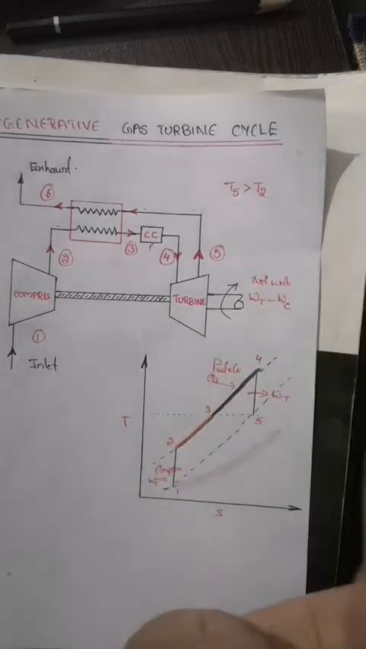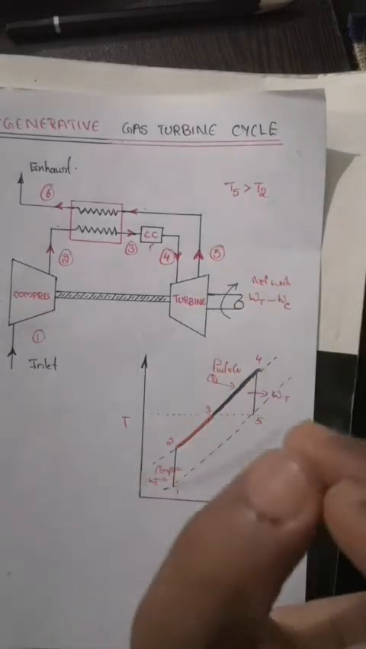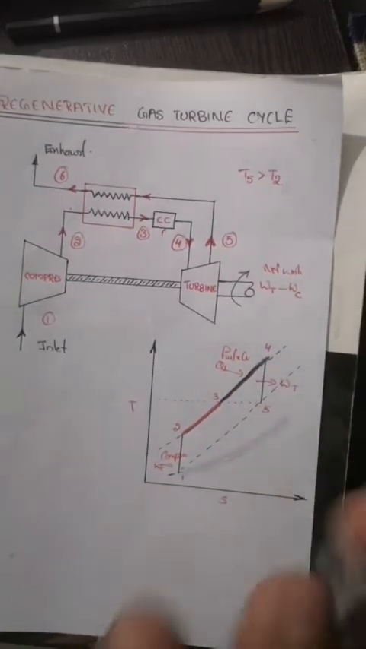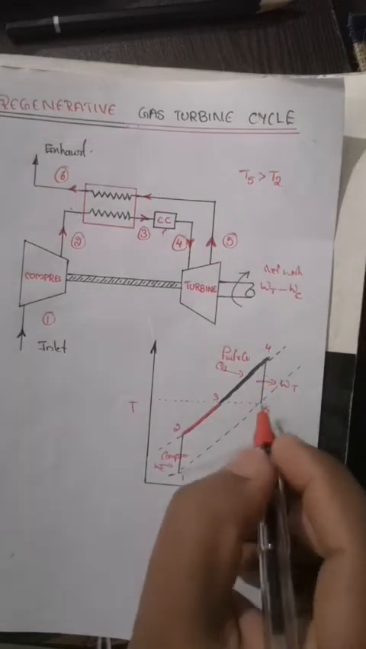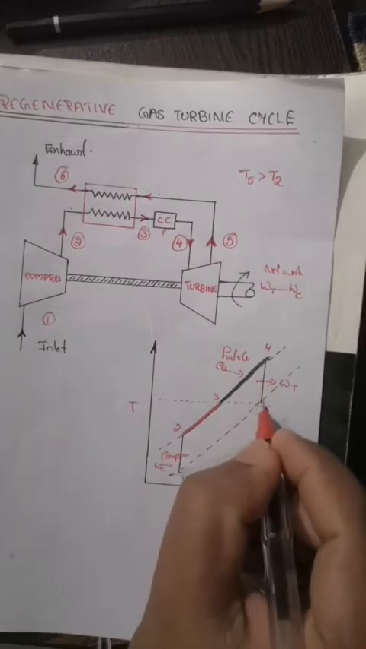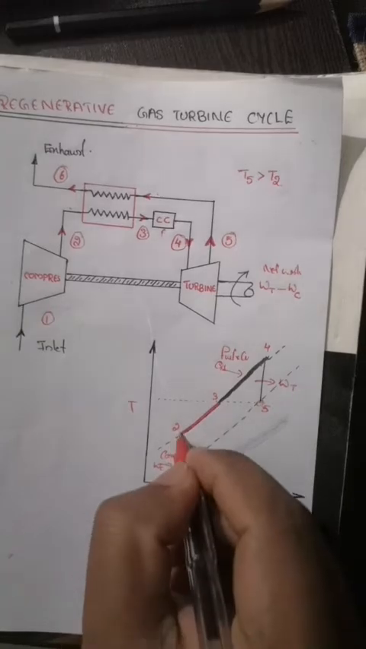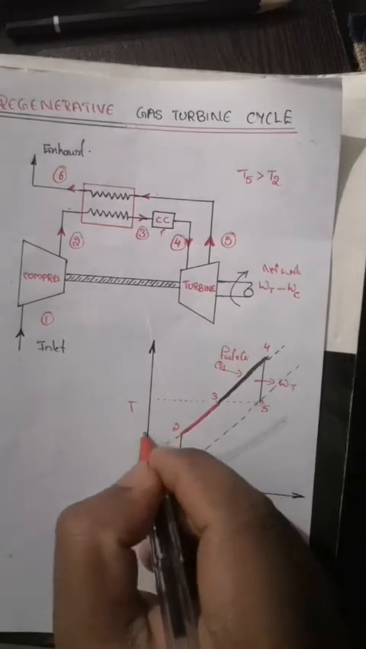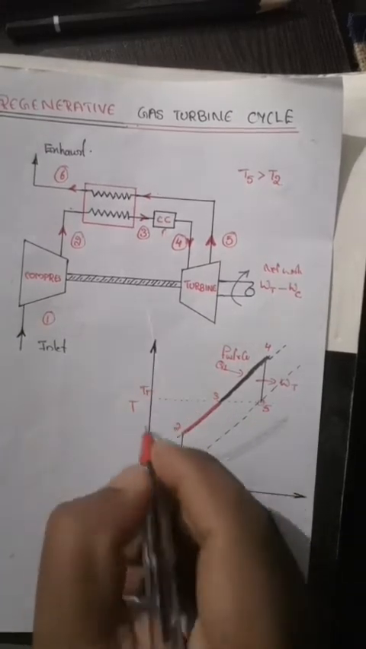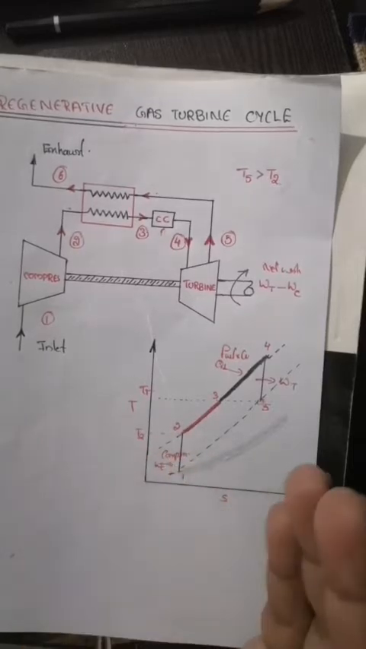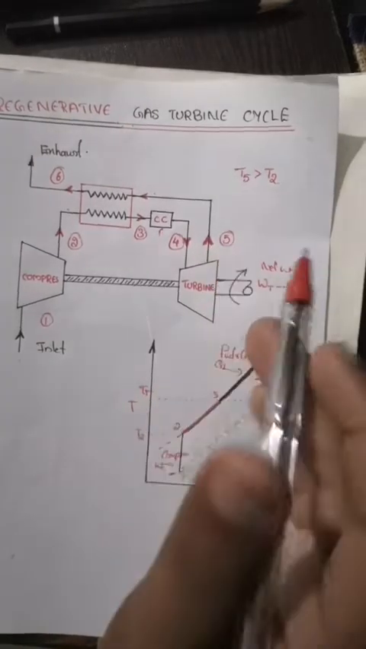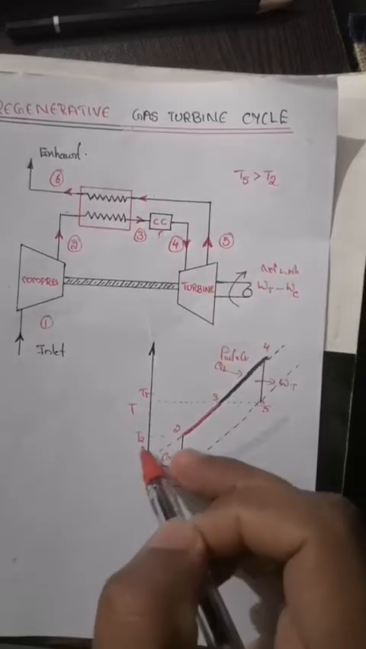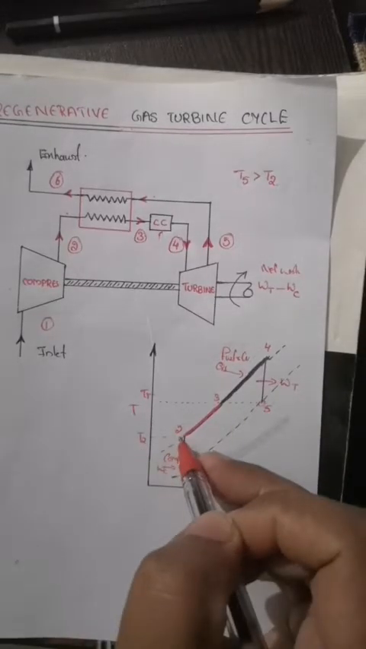So this is what a regenerative cycle is. You should note that it is possible only if the exhaust from the turbine, that means T5, is greater than T2. Only if T5 is greater than T2, then we can use the exhaust gas coming out of condition number 5 to preheat the air coming out of the compressor.